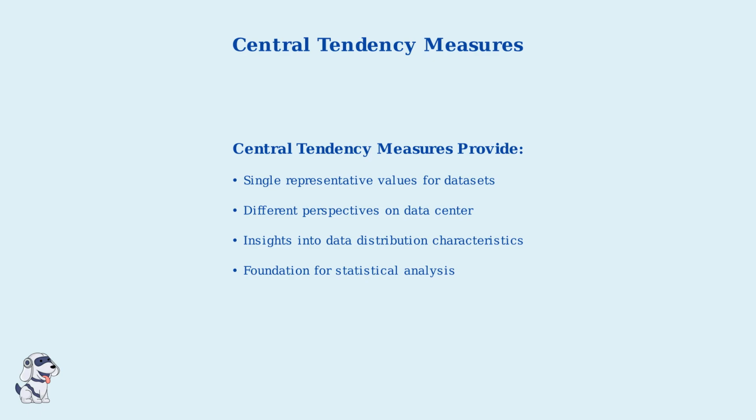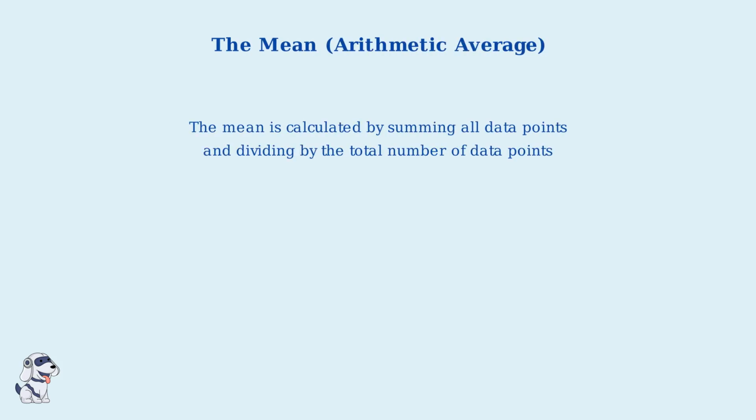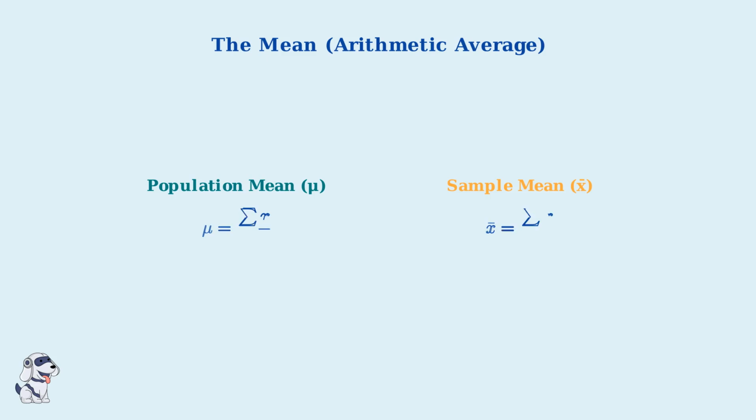The mean, also known as the arithmetic average, is one of the most fundamental and widely used measures of central tendency in statistics and public health research. There are two main formulas for calculating the mean, depending on whether we're working with an entire population or just a sample from that population. Let's examine these formulas more closely.